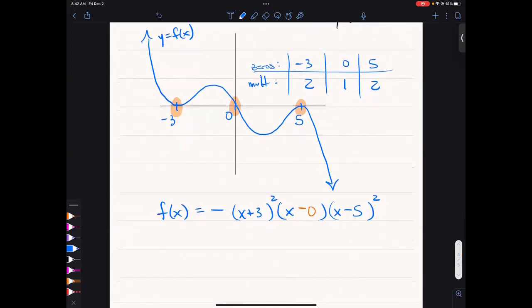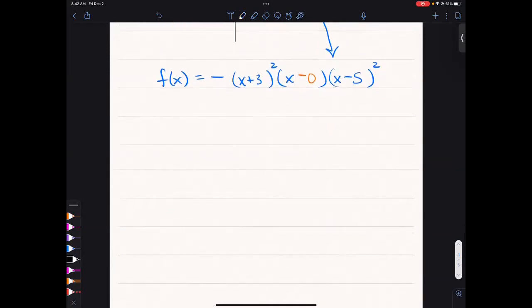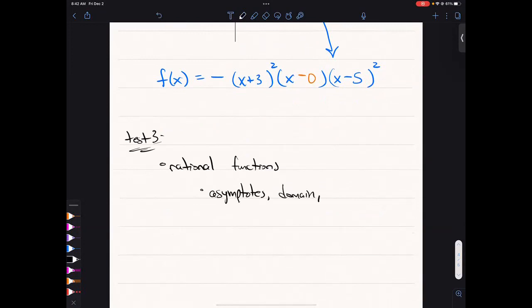All right. I think that's it for test 2 stuff. I think test 3, rational functions. So asymptotes, domain, intercepts.